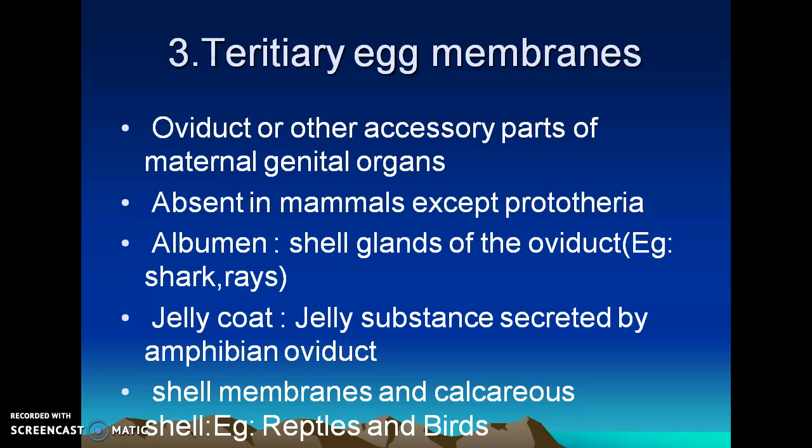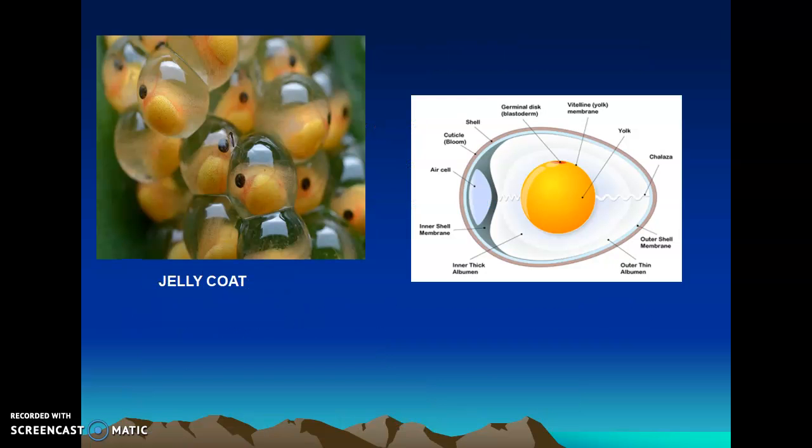In amphibians, you may know that a jelly substance coats the egg. This jelly coat provides protection to the developing egg. It is produced by the oviduct of the female amphibian. Then in reptiles as well as birds, the calcareous shell, this white colored shell, is produced by the oviduct. So those membranes which are produced by the oviduct are tertiary egg membranes.